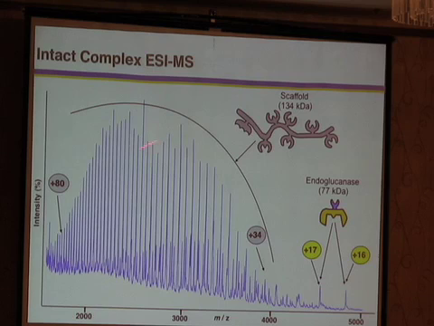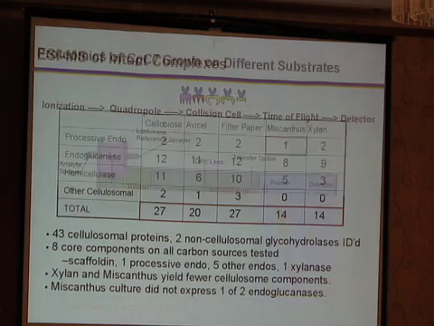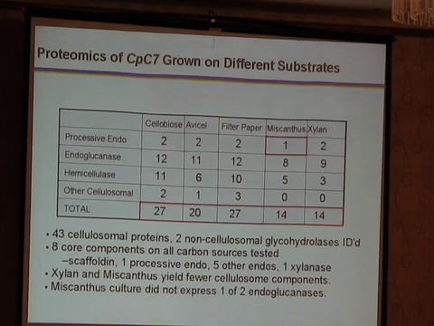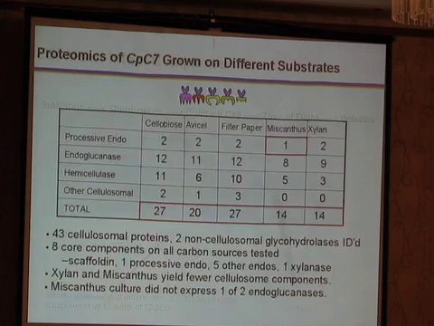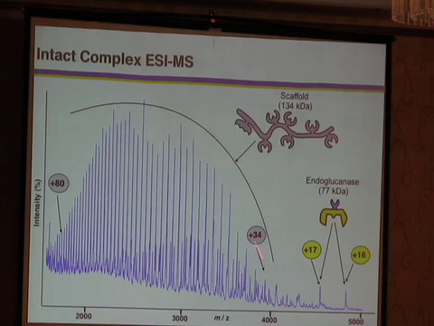So if we take one of these, I think we took this S3 sample here and shot that into the mass spec. And one of the amazing things, so this is the scaffolding protein. It's actually quite unique in having so many charge states. Proteins usually don't do this, but this particular protein does. And so you can see the m/z, we're up in the low thousands here, and we can see an endoglucanase coming up over here.